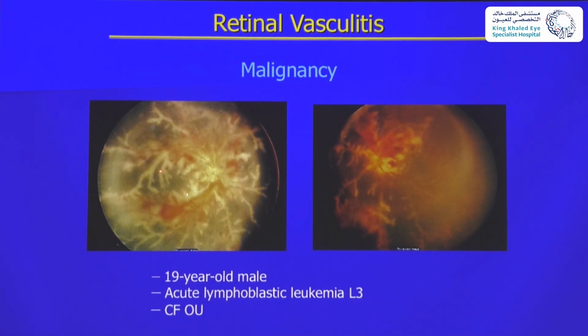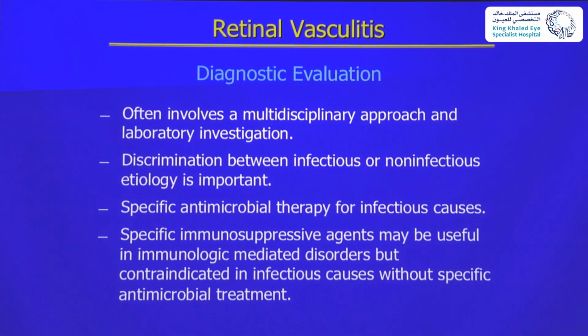Do you agree with me that this picture is similar to that of Frosted Branch Angiitis? But the vascular sheathing was due to leukemic infiltrate. So before we make a diagnosis of idiopathic Frosted Branch Angiitis, we have to rule out malignant conditions such as leukemia.